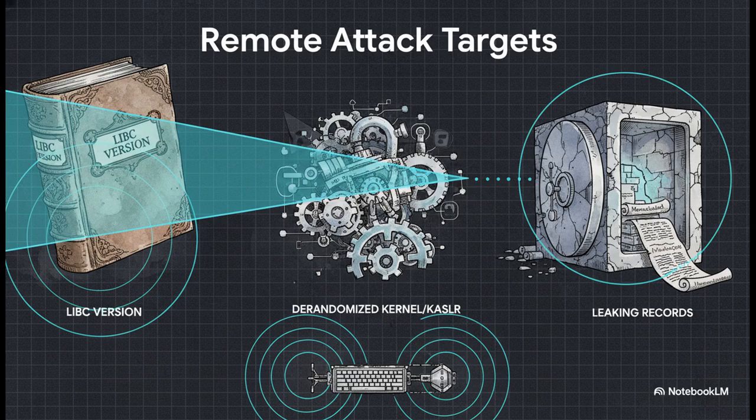Well, they can use this timing data to perfectly map out a system's defenses. They can identify exact software versions like the core libc library in minutes, which lets them perfectly tailor their future exploits. They can completely defeat KASLR, which is a major security feature designed to hide the operating system kernel's location, and they can do this over a 14-hop internet connection. And honestly, worst of all, they can extract exact database records.